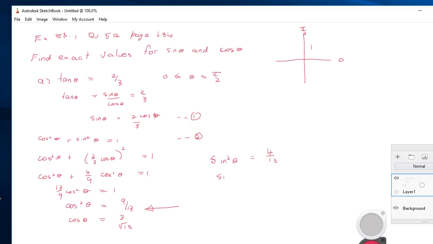So sine theta is the square root of the numerator and denominator. The square root of 4 is 2, on root 13. And so we're done. And it asks for the answer exactly, so leave it in the surd form.